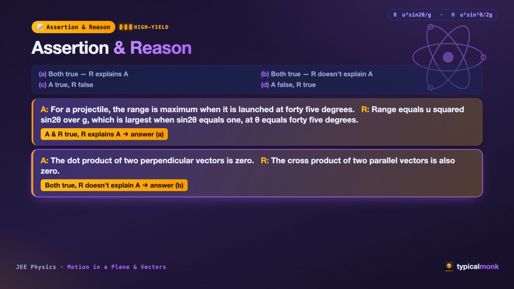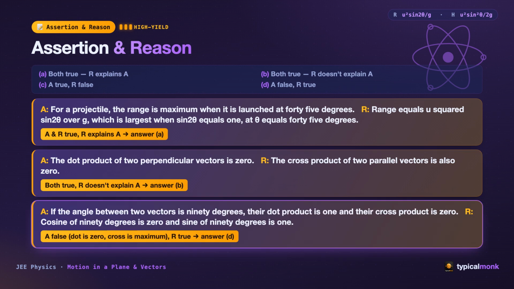Second one, assertion: the dot product of 2 perpendicular vectors is 0. Reason: the cross product of 2 parallel vectors is also 0. Both statements are true on their own. But pause, does the reason explain the assertion? No. They are 2 separate facts about 2 different pairs of vectors. Both true, but the reason does not explain the assertion.